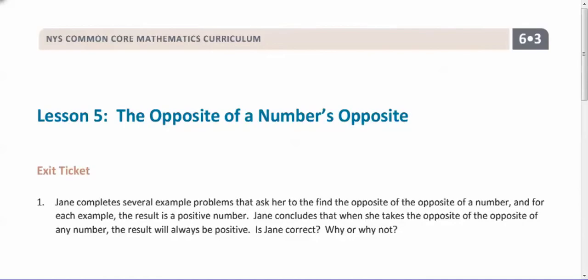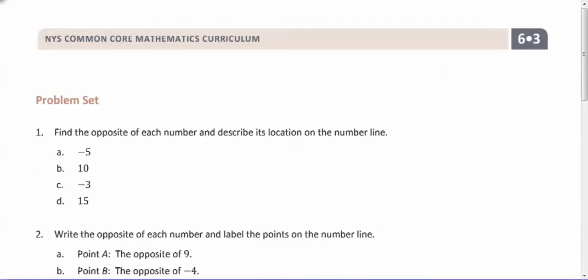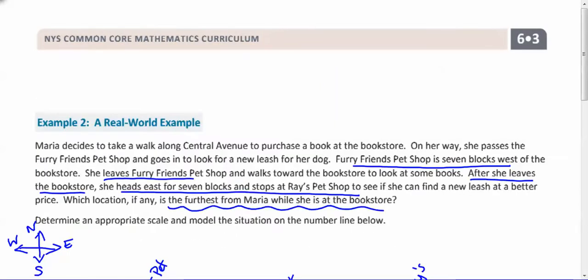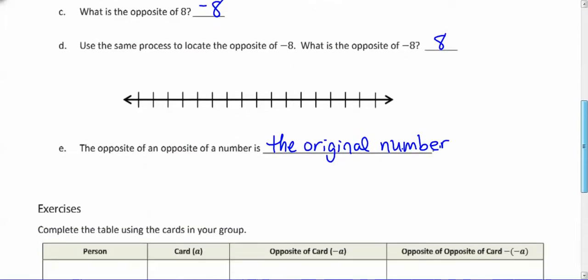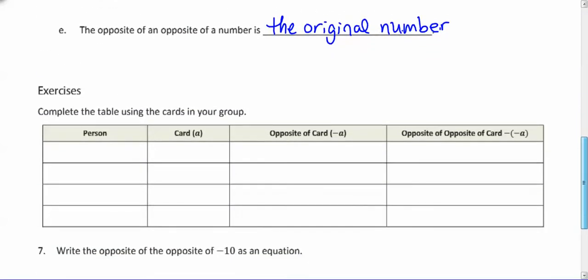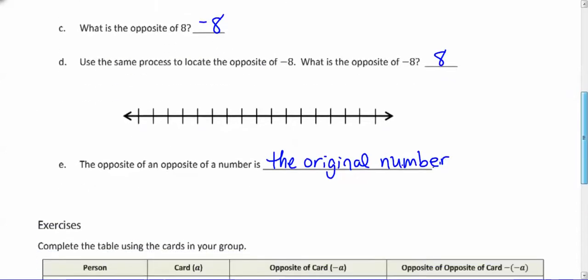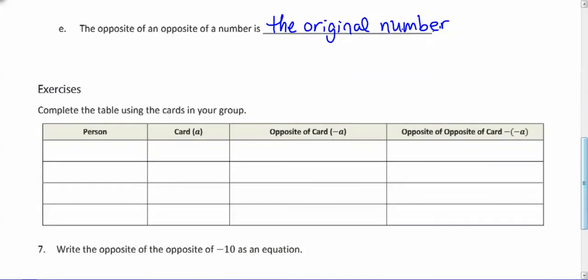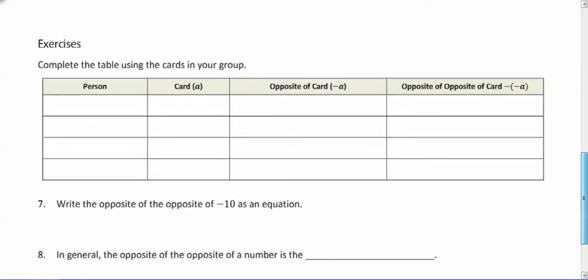Okay, so here's what I'm going to do. I'm going to go over a quick few things with you, and then you can have the rest of the class time to work on your homework. So complete the table using the cards in your group. I don't have any cards. I don't have a group. So, all right, we'll just pretend.